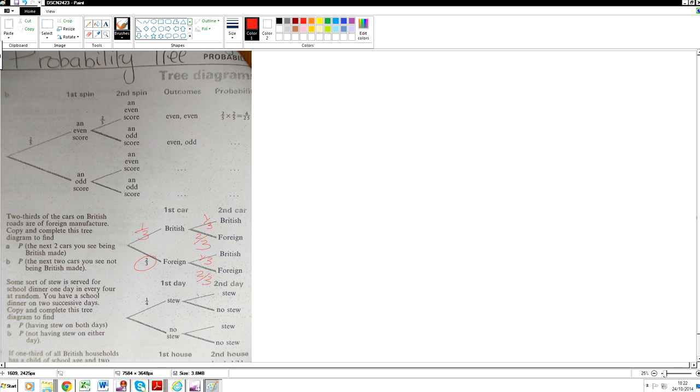Okay, now the question says the probability of the next two cars you see being British made. So I'm going to change color to an orange now. So British made would be where? So it would be this path, British, followed by British again. So the probability of British and the probability of British is equal to 1/3 multiplied by 1/3, which gives us an answer of 1/9.